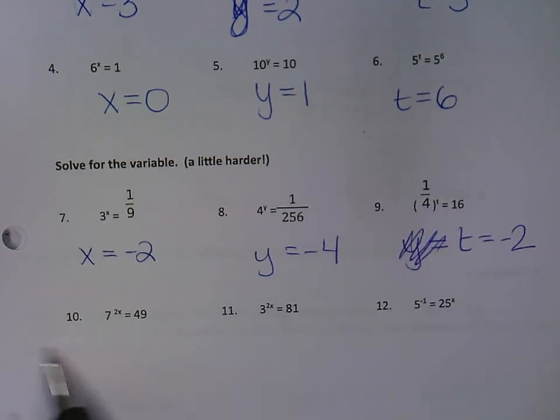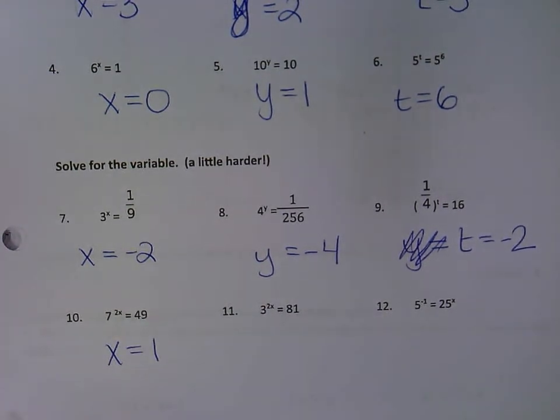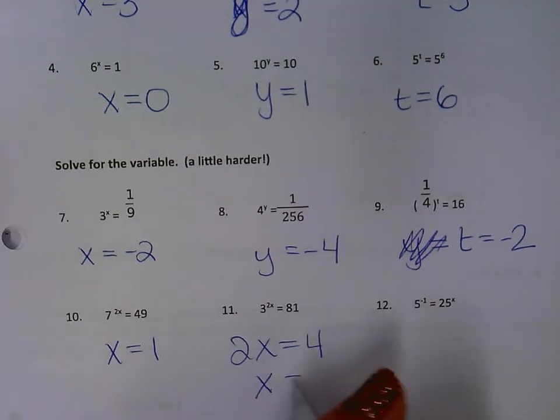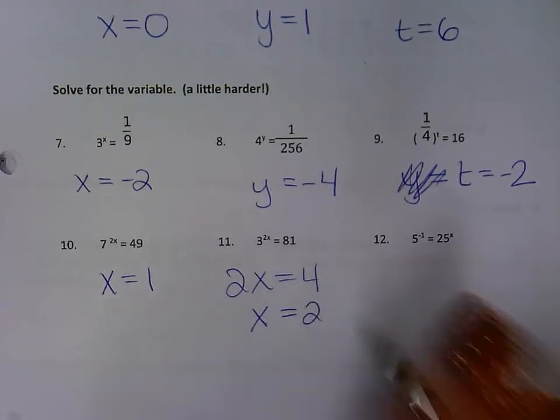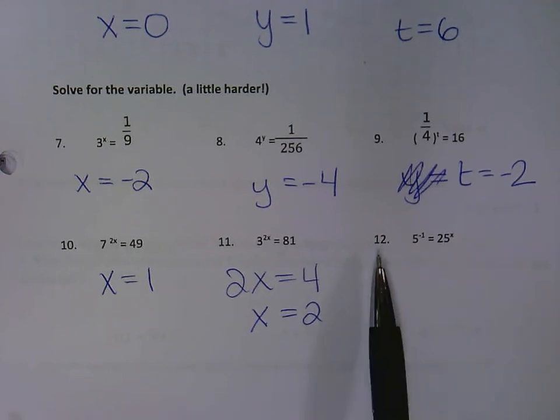Maybe 10 you could have done in your head. We know that 7 squared is 49, right? So what would x have to be to make it true? X would just have to be 1. Same thing, I guess, with 11. We know that 3 to what power gives me 81? 4. So 2x has to equal 4. So x would have to be just 2. So maybe you could do those in your head. I have a hard time doing 12 in my head.